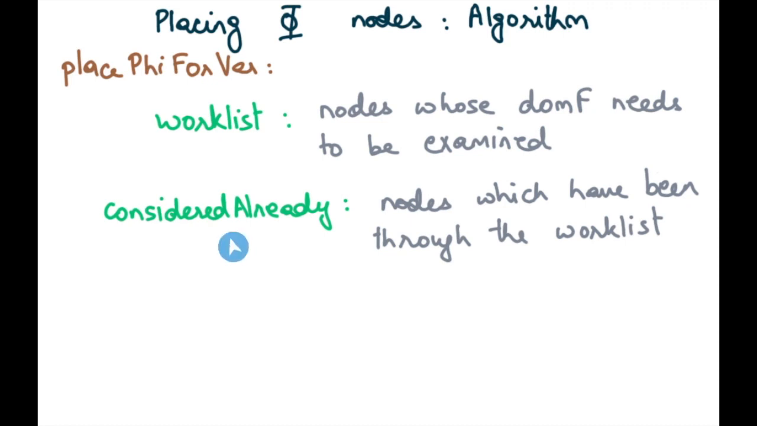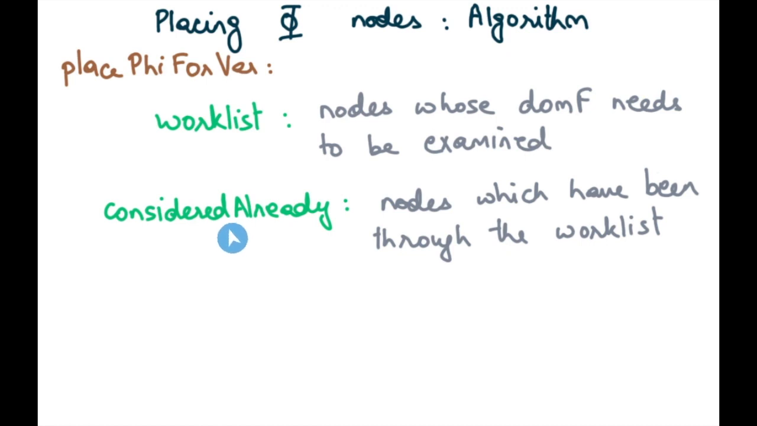Similarly, I'm going to maintain a set called considered already, which will be the nodes that have ever been through the work list. So if I have already considered a particular node X and I've already examined the dominance frontier of node X, then I don't need to examine it again, because after all, I only need to place phi nodes at most once for any dominance frontier node for that particular node. And so once I've considered a node, I don't need to consider it again. And I'm going to maintain what I've already considered in the considered already set.